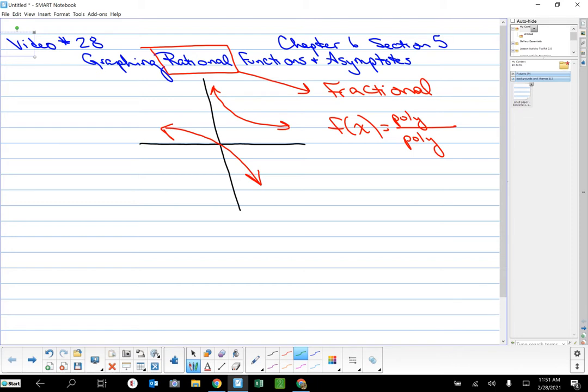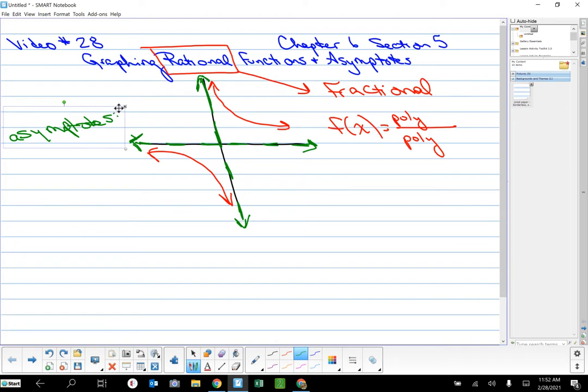Well, I didn't draw that very well. Let me go backwards. So I'll actually put them in these quadrants. And then there's these asymptotes, which are dotted lines. And in this case, I'm just going to use the actual axes themselves. So the asymptotes are lines. These are dotted lines.